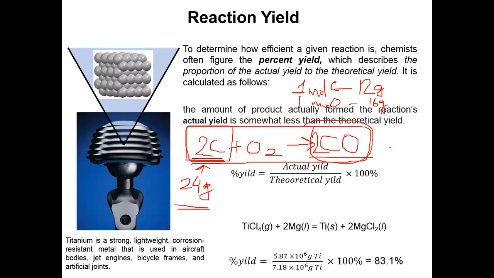56. Okay, let's see. So we need to combine 12 and 16. It's going to be 28. 28 times 2, it's going to be 56. That's correct. So 24 grams produces 56 grams of carbon monoxide. In another word, the same thing, you can say that 12 grams produces how much?